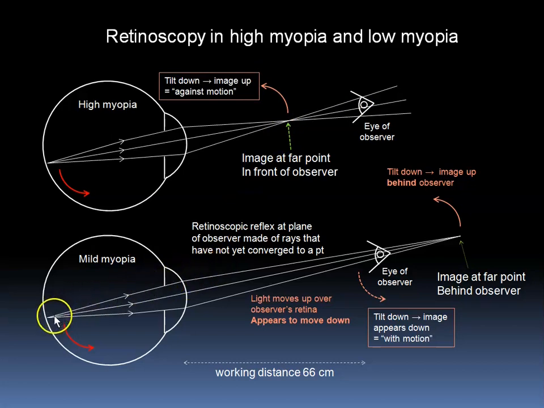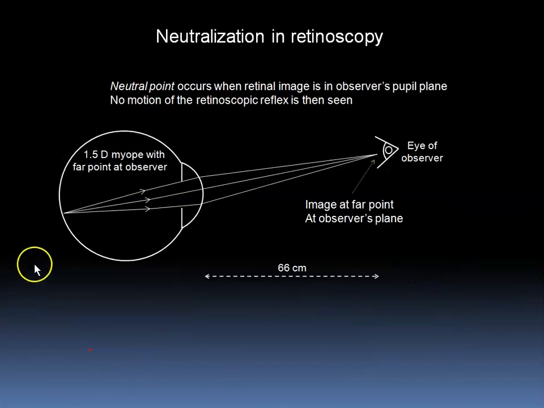If the myope has a retina conjugate with any point behind the observer, or at infinity, or beyond infinity, which would be a hyperope, which is mathematically like having the image behind the eye, in all those circumstances, it will be perceived by the observer as with motion. The neutral point occurs when the retinal image is in the observer's pupil plane, in which case there is no perceived motion of the retinoscopic light reflex as one tilts the light up or down over the patient's retina.